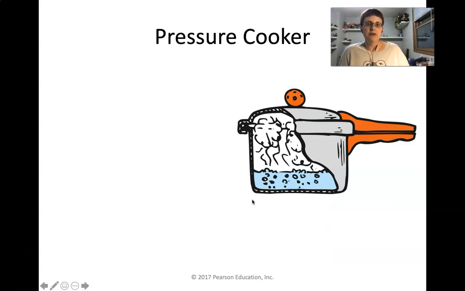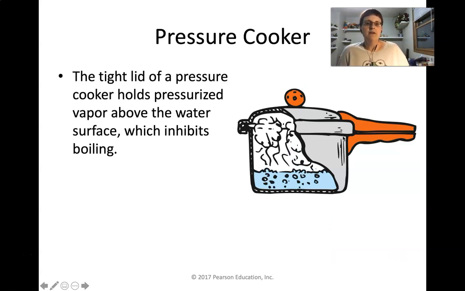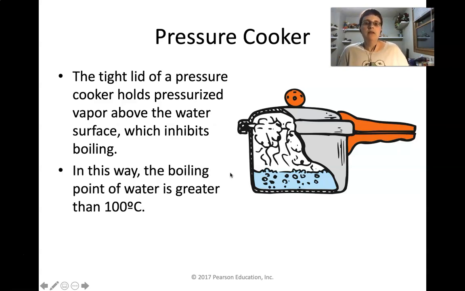This is actually how pressure cookers work. Pressure cookers have a very tight lid on top and hold the pressurized vapor over top of the water and keep it from boiling. That way you can get the boiling point of water above 100 degrees Celsius. This is the only way you can get water to boil above 100 degrees Celsius. Just putting a loose lid on it won't work because eventually the vapor will escape. But with a pressure cooker, you are able to get it above 100 degrees Celsius because the vapor can't leave and it holds that energy in.